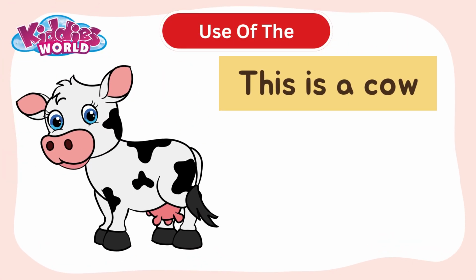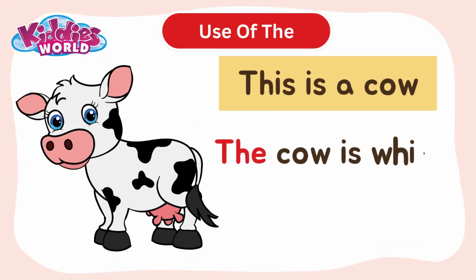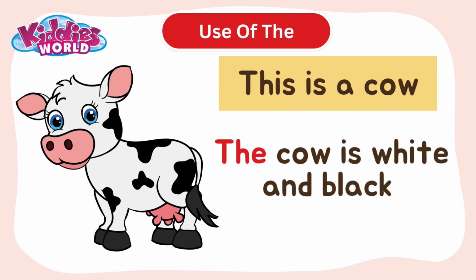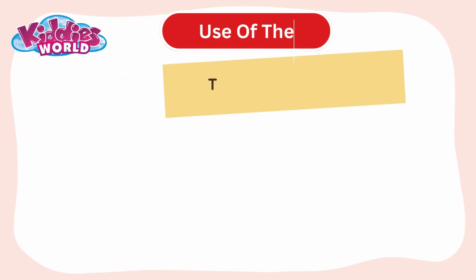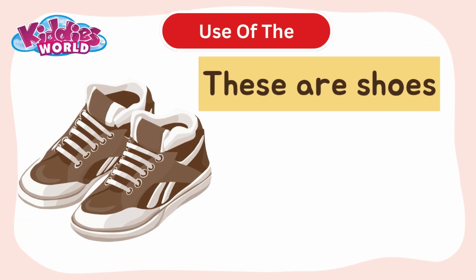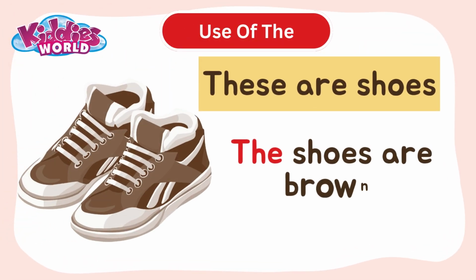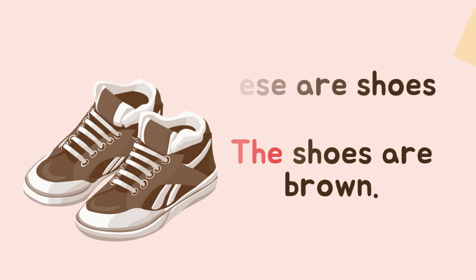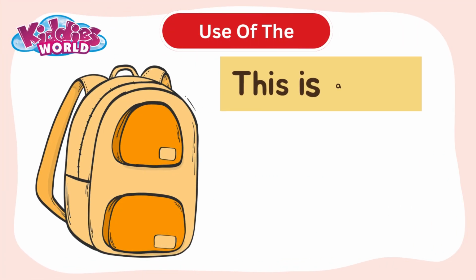Look here, this is a cow, but when we describe it we say, the cow is white and black. Great job. Here are some shoes. When we describe them, we say the shoes are brown. Well done. Look at this.